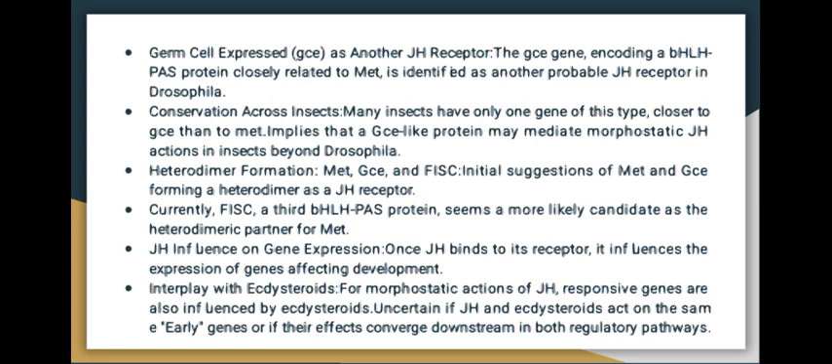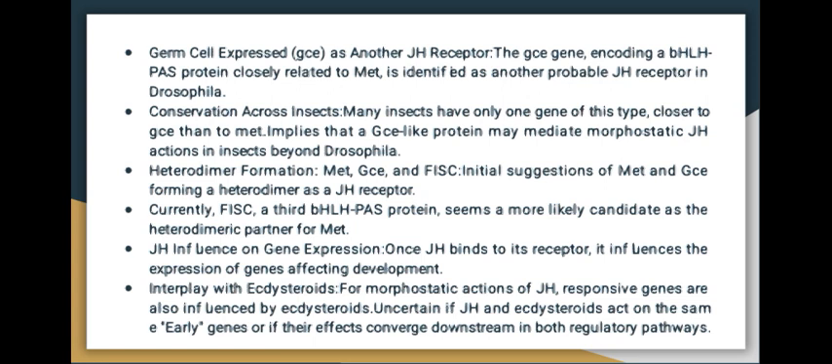Heterodimer formation: MET, GCE and FISC. Initial suggestions were that MET and GCE form a heterodimer as a JH receptor. Currently, FISC, a third bHLH-PAS protein, seems a more likely candidate as the heterodimeric partner of MET.